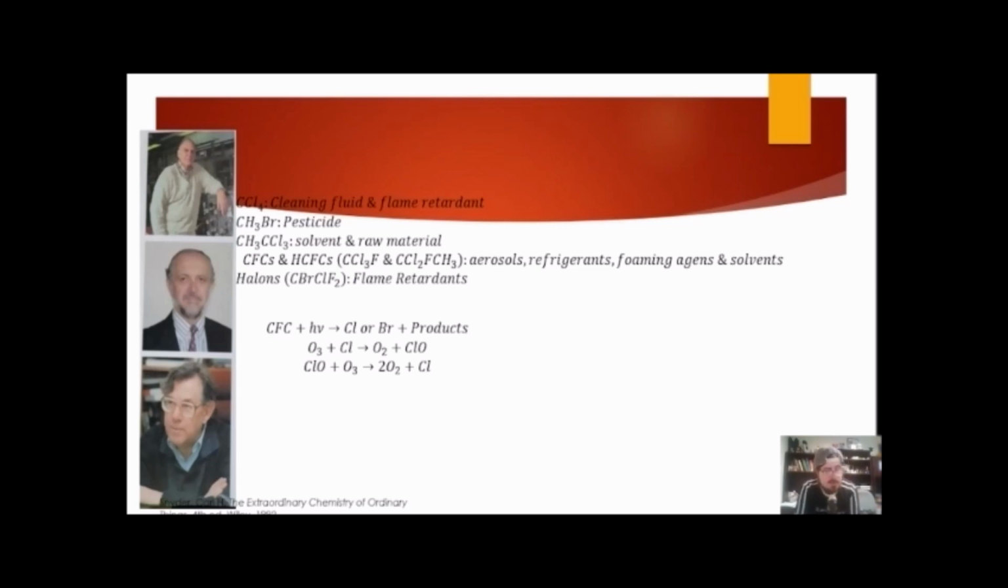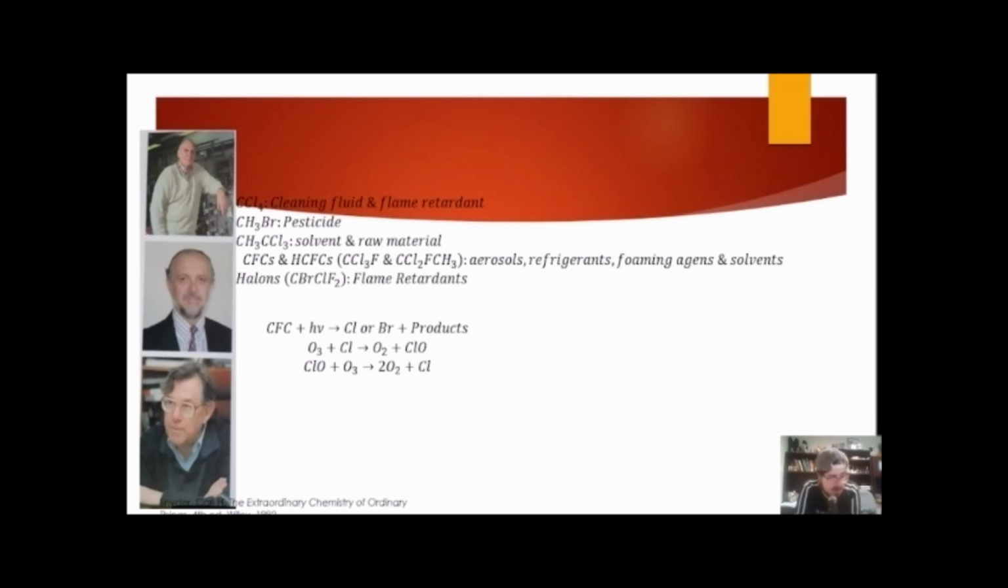They were used in aerosols for hairspray and various other sprays to help get the chemicals into the air. They were used in refrigerants. They were used as foaming agents and solvents. You could use it to dissolve the excess stuff in circuit boards. It's very useful, very useful.